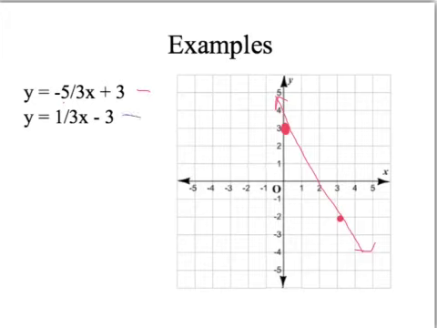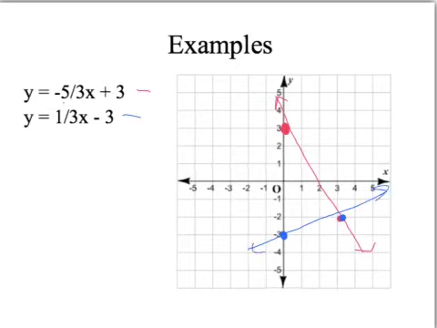Then for the blue, the second equation, my y-intercept is negative 3. So that means I want to go on my y-axis down to negative 3, put a point, and then my slope is 1 over 3. The 1 tells me I need to go up 1, the 3 tells me to go right 3. So I go up 1, right 3, which makes my point right here. And then I draw my line through the two blue points.